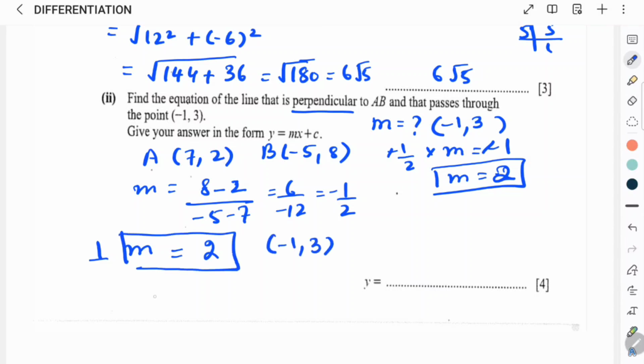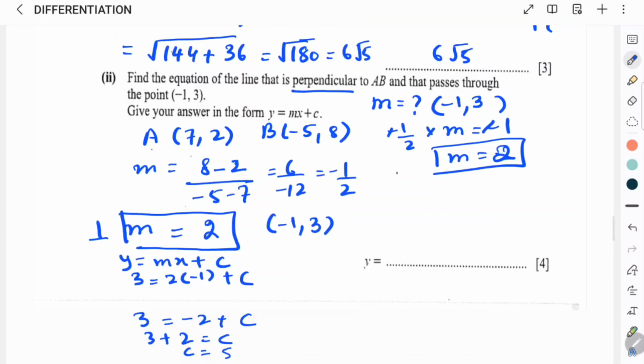So you can find out using y equals mx plus c. So that is 3 is equal to 2 times minus 1 plus c. Then 3 is equal to minus 2 plus c, and 3 plus 2 is c, and c is equal to 5. Okay, so y is equal to 2x plus 5, from mx plus c.